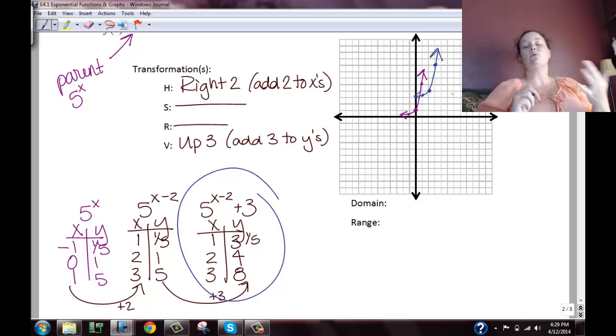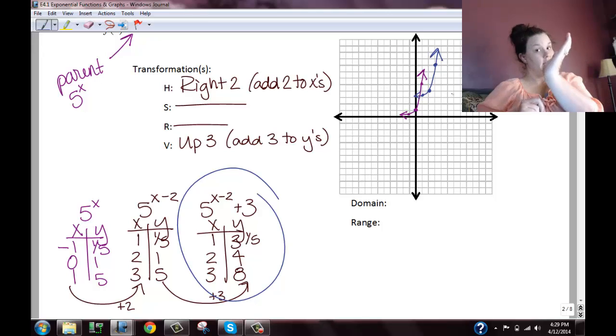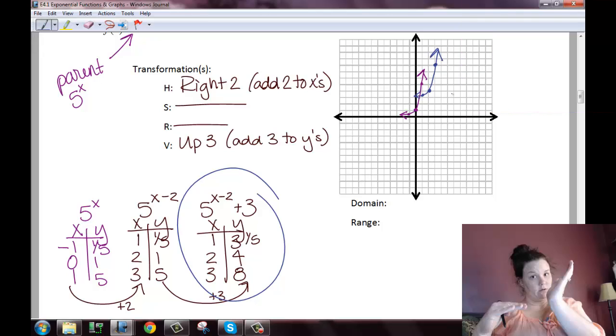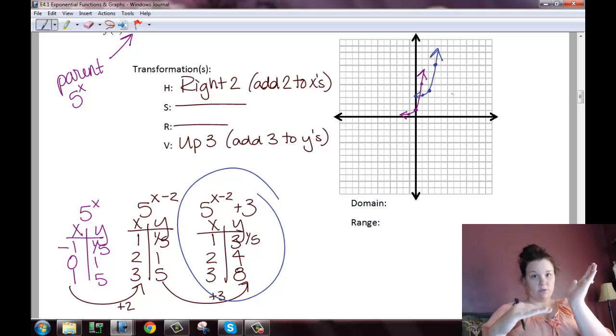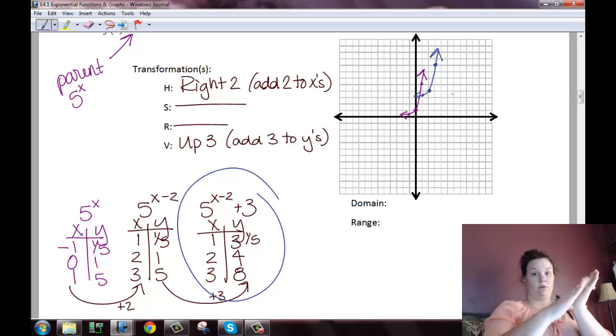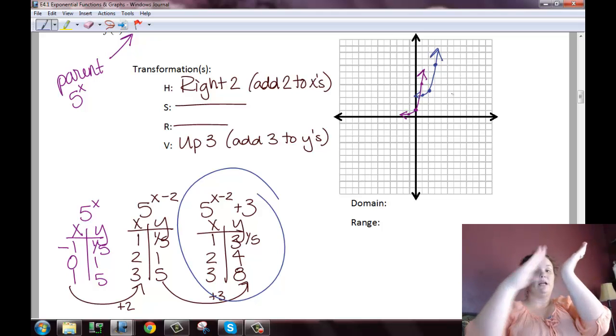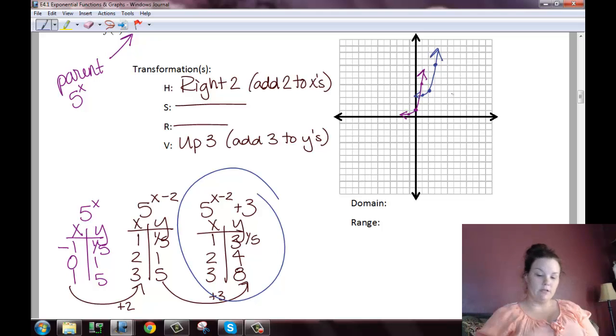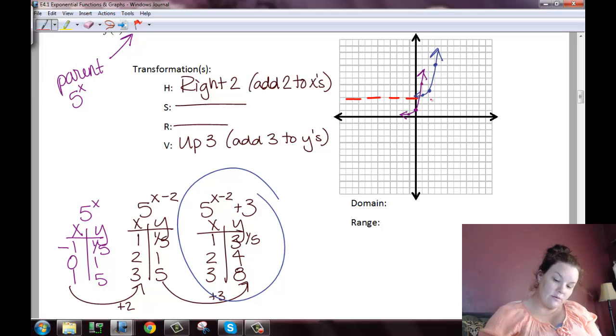So I still need to know where my asymptote is. If I look at my original purple picture, it's approaching 0. When I move it right 2, it's still approaching 0, and then I move it up 3. So now, instead of approaching 0, it should now be approaching 3. So my asymptote in this case is up here at y equals 3.